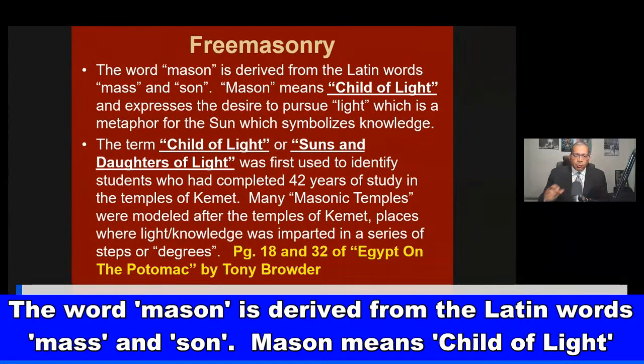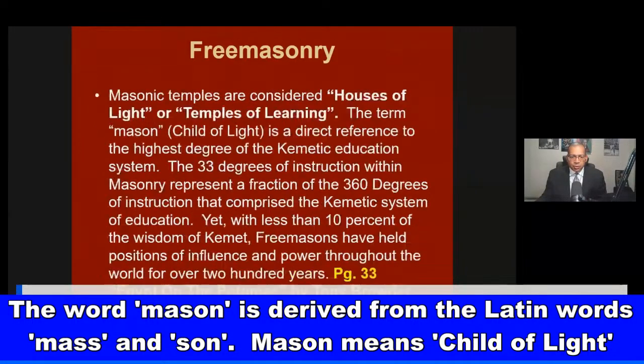Read Egypt on the Potomac by Tony Browder, pages 18 to 32. He talks about this. Now, Masonic temples are considered houses of learning or temples of learning. The term Mason or child of light is a direct reference to the highest degree of the Kemetic education system. The 33 degrees of instruction within Freemasonry represent just a fraction of the 360 degrees of instruction that comprised the Kemetic system of education. Yet with less than 10% of the wisdom of ancient Kemet, Freemasons have held positions of influence and power throughout the world for over 200 years. Okay, read page 33.